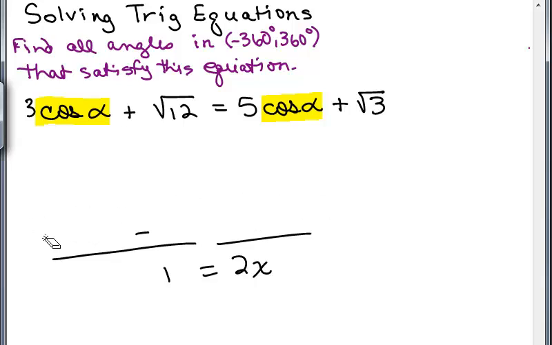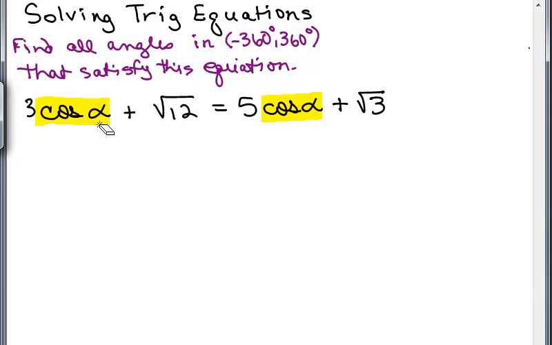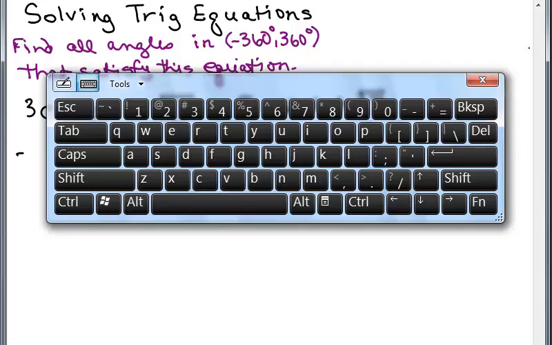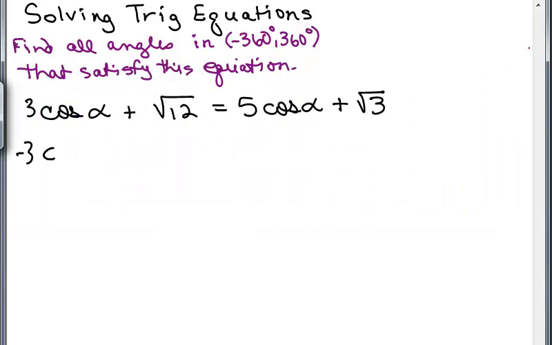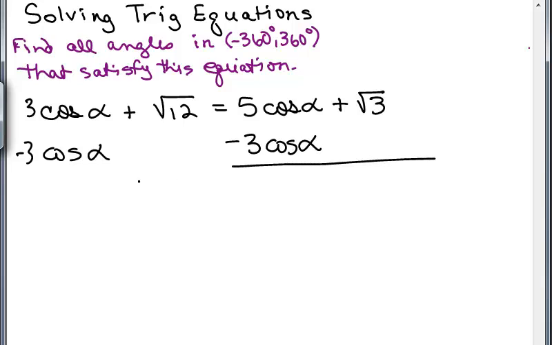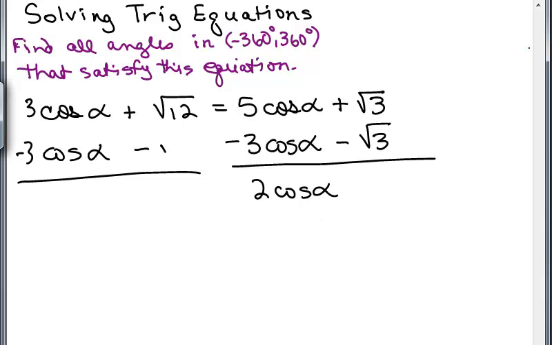Let's look up here. I really have 3 cosine alpha and I really have 5 cosine alpha on the right-hand side. So I'm going to first get rid of this here so it's real clear. I'm going to subtract 3 cosine alpha from both sides. So this means I would have 2 cosine alpha on the right-hand side of the equation. And I'm going to also subtract radical 3, so I'm isolating the cosine alpha this way, minus radical 3.